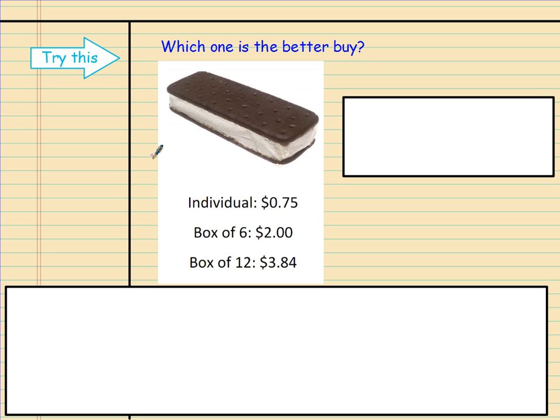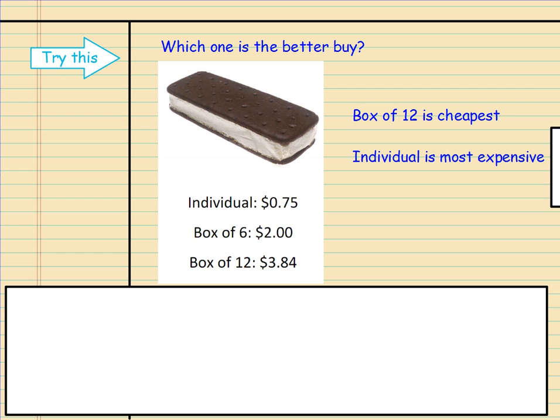So let's look at ice cream sandwiches because it's winter and I love to eat ice cream in the winter. Okay, so which one is the better buy? You have individual, that is one ice cream sandwich at 75 cents, or you can buy a box of 6 for $2, or a box of 12 at $3.84. Now go ahead and pause here and take a few moments to work this out. I'll show the answers in 3, 2, 1. Turns out the box of 12 is the cheapest and the individual is the most expensive.